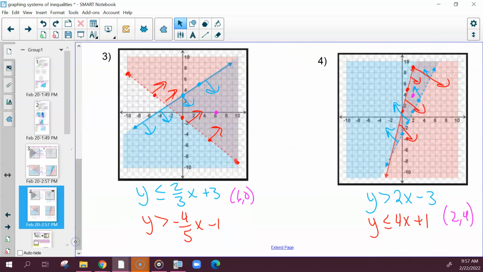Number 3, your inequalities were y is less than or equal to 2/3 x plus 3 and y is greater than negative 4 over 5x minus 1. And then pick a solution point that would work. Questions on either of those?